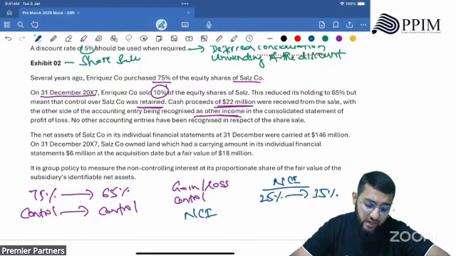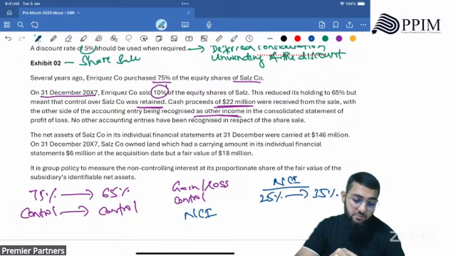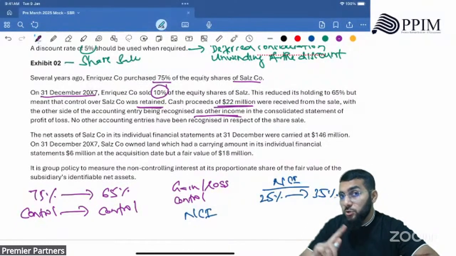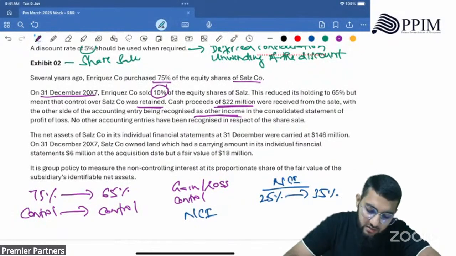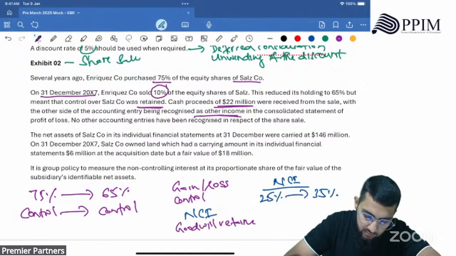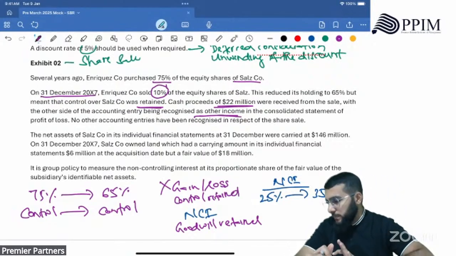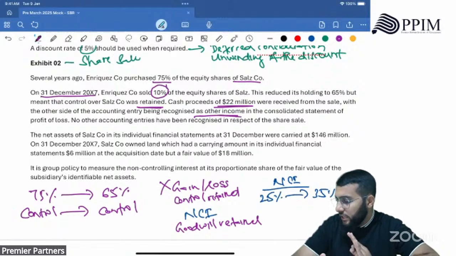The net assets of Salesco in its individual financial statements were carried at 146 million on 31st December 2007. Salesco owned land which had a carrying amount in its individual financial statements of 6 million at the acquisition date, but a fair value of 18 million. They've given that information for goodwill purposes. But since control is retained, goodwill also is retained. No gain or loss recorded.